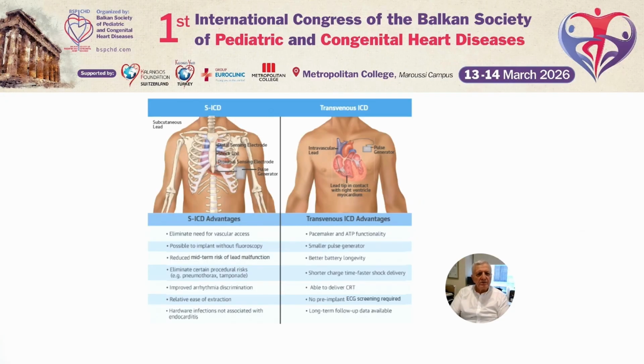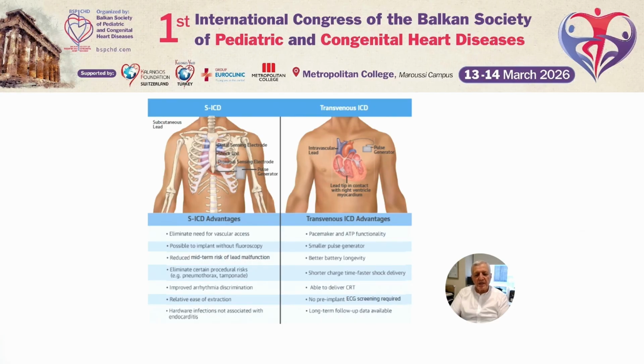What about the advantages and disadvantages of subcutaneous and transvenous ICDs? The advantage of the subcutaneous ICDs: there is no need for vascular access. It is possible to implant without fluoroscopy, reduce midterm risk of lead malfunction, eliminate surgical procedure risks such as pneumothorax and tamponade, and improve arrhythmia discrimination, with relative ease of extraction, and hardware infection not associated with endocarditis.